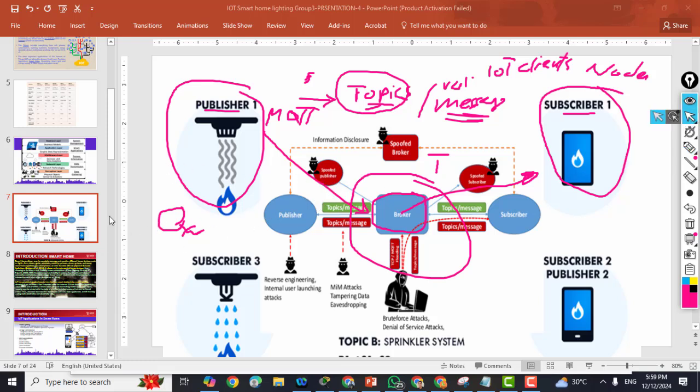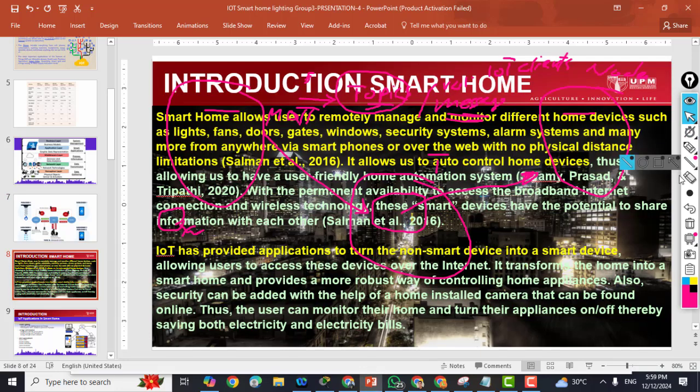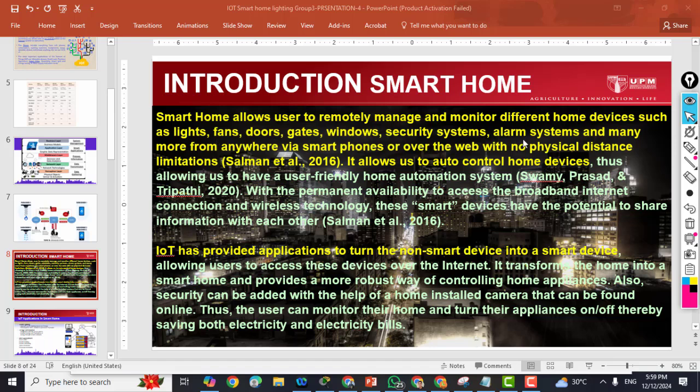Next, we need to move to the next slide, which is the introduction about smart homes. What is a smart home? As we see here from the slides, it allows users to remotely manage and monitor different home devices: lights, fan, doors, gate, windows, security system, alarm system. As we'll see in the next part of the session, I will configure the things physically to see how it's configured and how it works for better understanding.